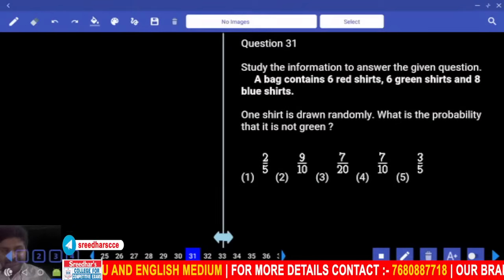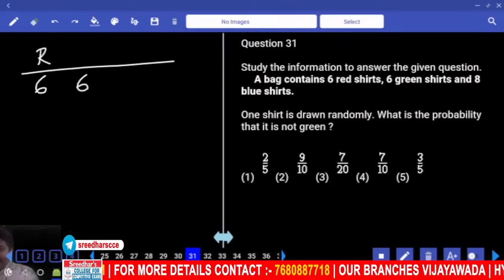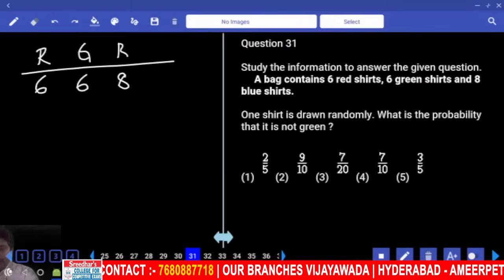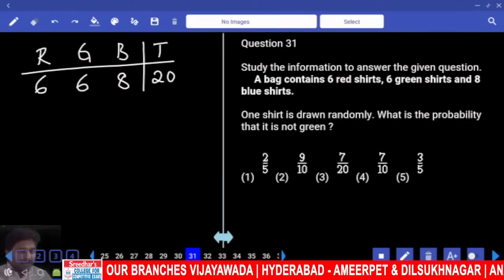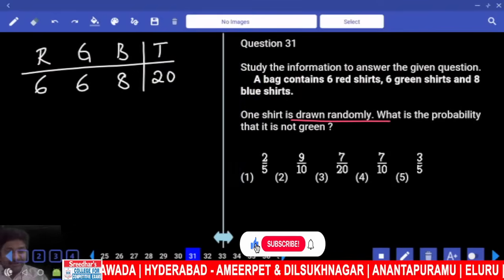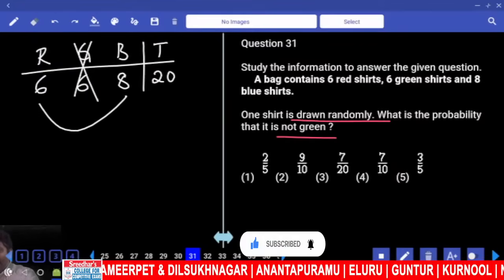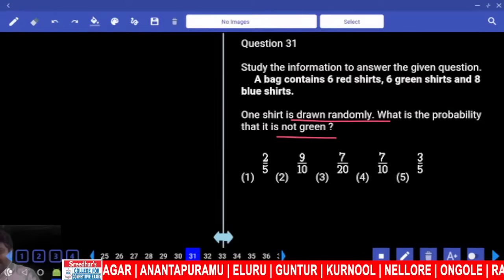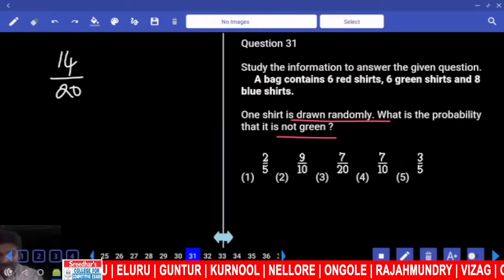A bag contains 6 red, 6 green, 8 blue. Total 20. One shirt is drawn, probability that it is not green. Not green in the sense, we may get any one out of 6 and 8, which is 14, right? So the answer is 14C1 by 20C1, which is 7 by 10.